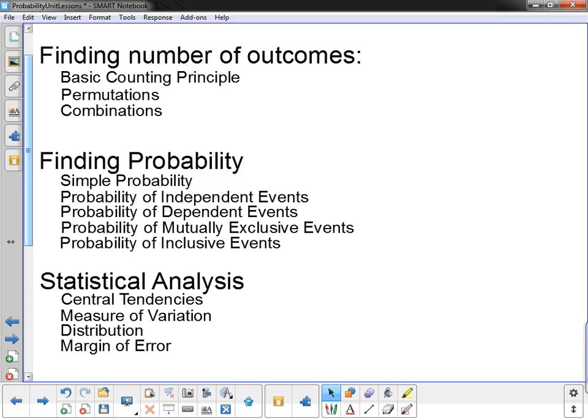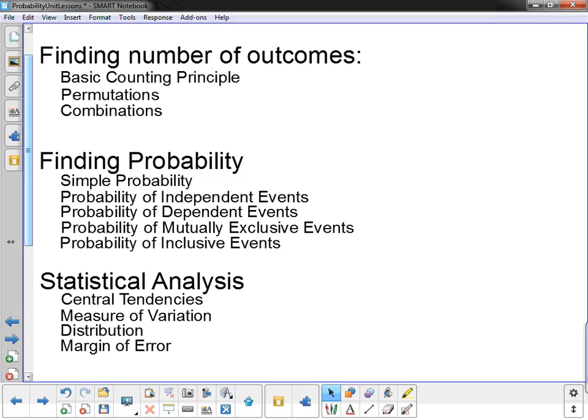We had the probability of independent events. That's where we multiply our two probabilities, the probability of A happening and the probability of B happening. And we did the probability of dependent events. That's where whatever the result of A is influences the result of B. So it was the probability of A, and then the probability of B after A is taken out.